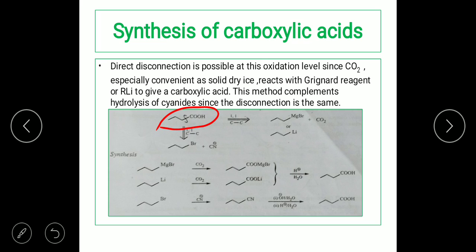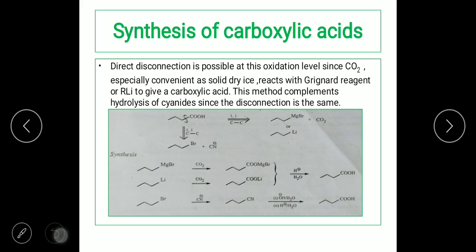Now again we're going to make use of 1,1 CC disconnection. This can take place in two ways. Once you disconnect the bond between the carboxylic acid carbon and the adjacent carbon, and write down a 1,1 CC disconnection, it is going to give rise to two reagents. One is R minus, whose synthetic equivalent would be the Grignard reagent, RMgBr, and the second would be COOH plus, that is the carboxylic acid cation, whose synthetic equivalent would be carbon dioxide. So this is one way of disconnecting.